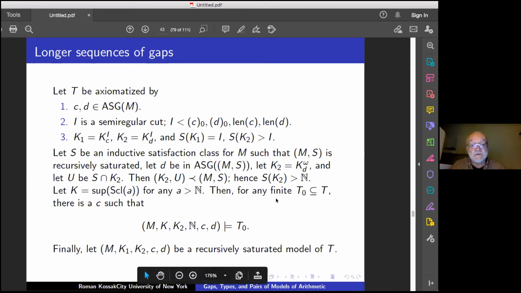Okay, so now the claim is that if I take any finite fragment of this theory T, this structure where M is fixed, K2 and C and D are fixed, and K is this model here, it's a model of T0, because the only thing that's missing here, the difference between T0 and T, is that T requires, well, it's all hidden. Where is it hidden? Oh, here.